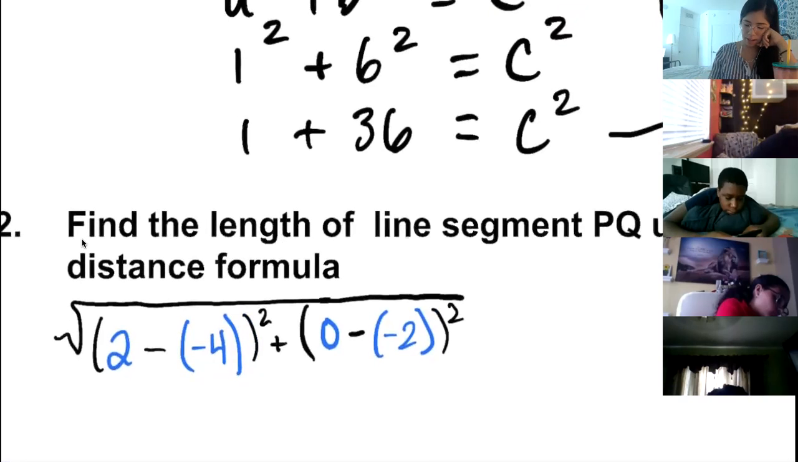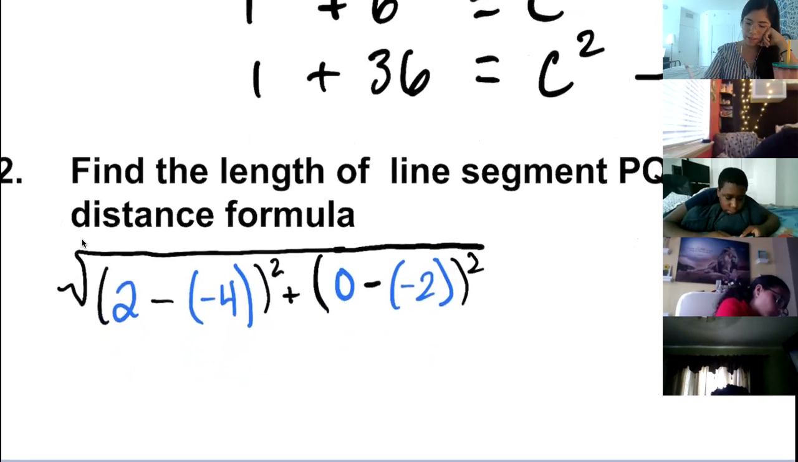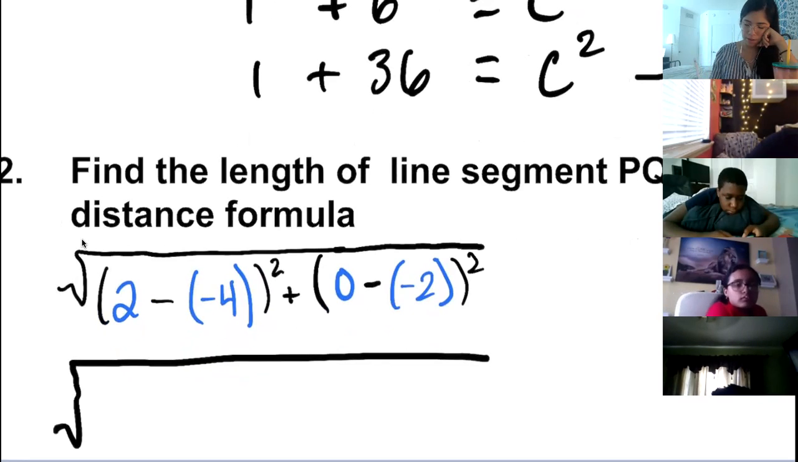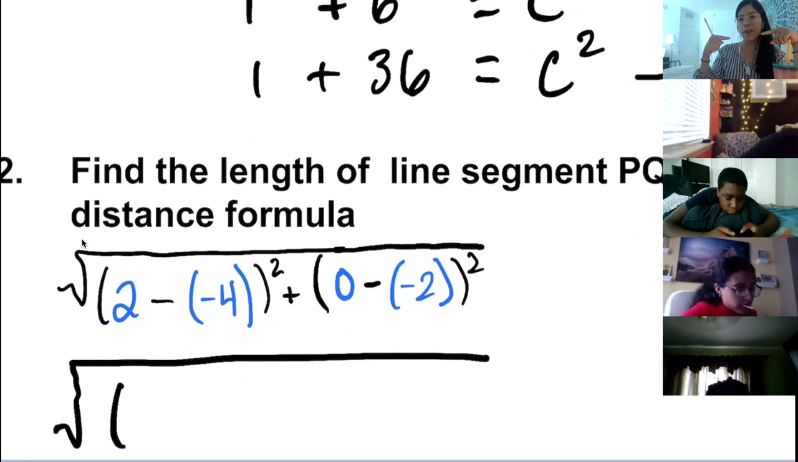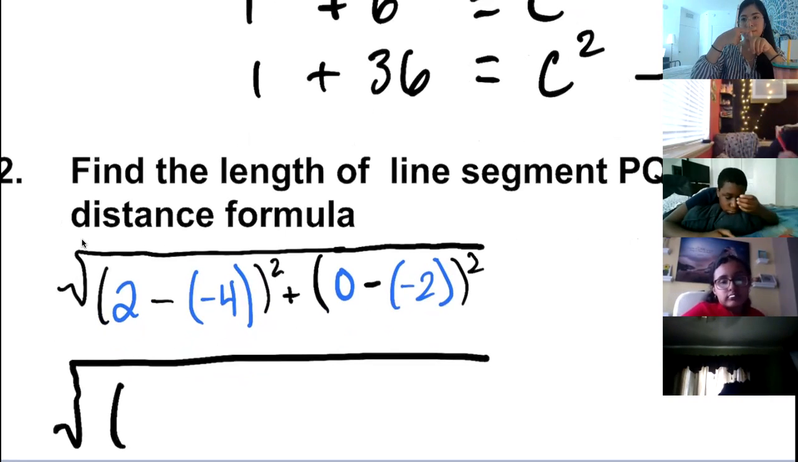Next thing, I'm gonna evaluate inside of the parentheses. So I'm gonna keep the square root, but let's go ahead and figure out what's inside these parentheses. So 2 minus negative 4. Careful. 2 minus negative. Remember, 2 negatives make a positive.